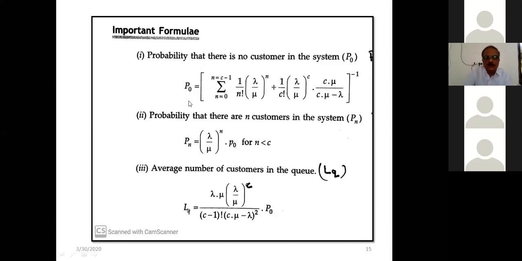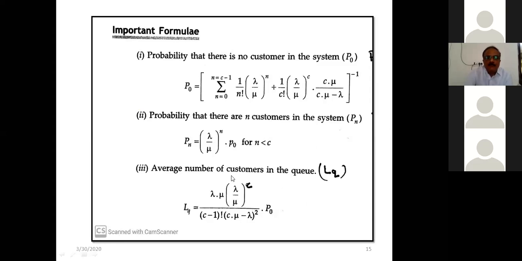Second measure of the model is the probability that there are n customers in the system. It is given by (lambda by mu) to the power n into P0. And here the value of n is always less than c.